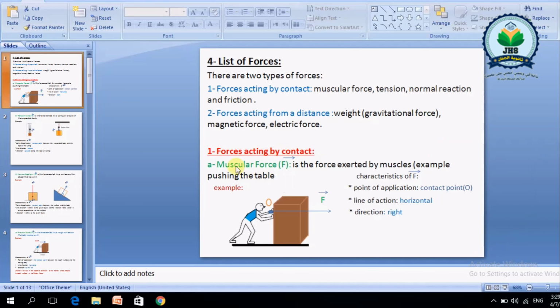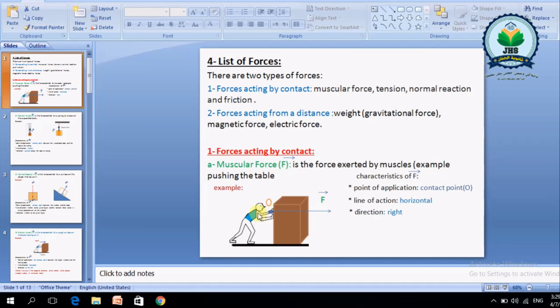The first force is muscular force, which is represented by F capital vector. As you know, muscular is coming from the word muscles. What do we mean by muscular force? It's the force exerted by muscles. As example, pushing the table. When you push the table, then your muscles exert a force on this table. This force is called muscular force.